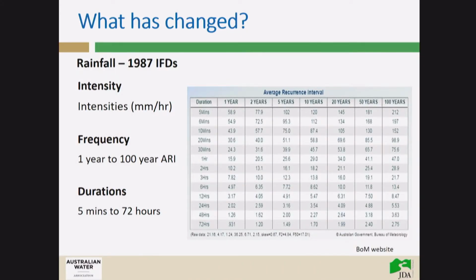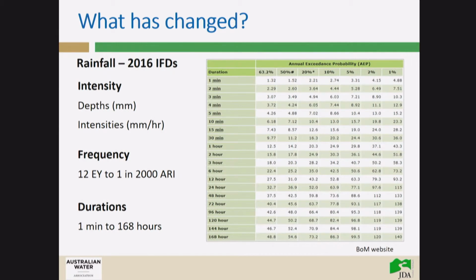Now, in the old 1987 IFDs, IFD stands for intensity, frequency, duration. The IFD tables were expressed with intensities. They had a frequency from 1 year to 100 year ARI, and their durations range from 5 minutes to 72 hours. On the BOM 2016 IFDs, now we're seeing them expressed as both rainfall depths and as intensities. Now they're going from 12 EY, which is basically the frequency of once per month, up to the 1 in 2,000 AEP, my apologies. And instead of the 5 minute to 72 hour durations, we're now going down to 1 minute up to 7 days.